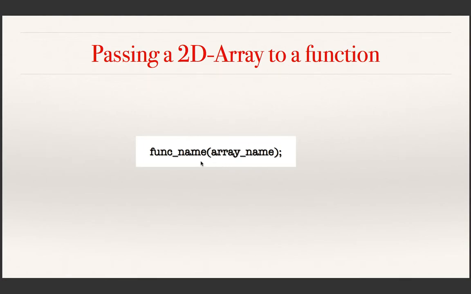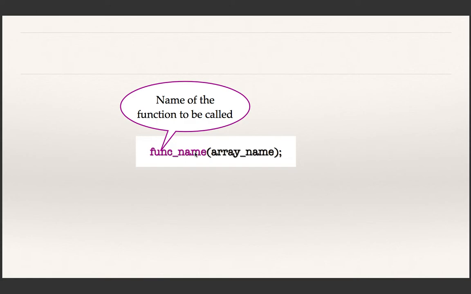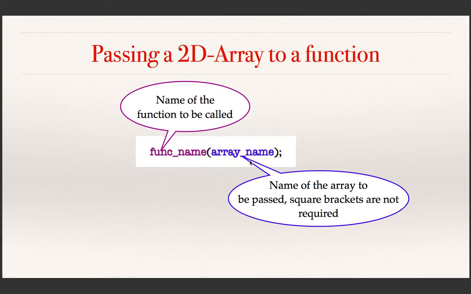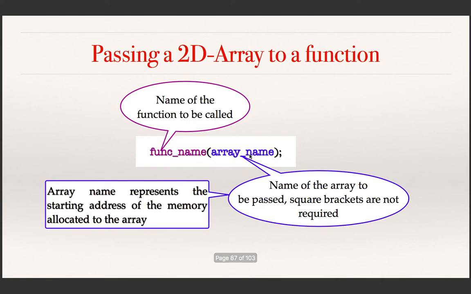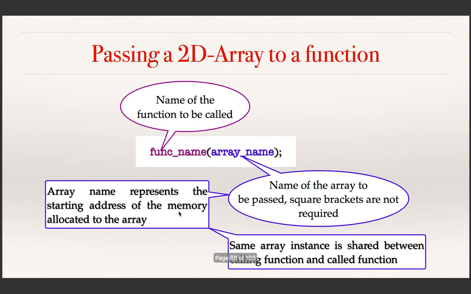So here is the syntax for passing a two-dimensional array to a function, and the syntax is the same as for a one-dimensional array. Here is the name of the function to be called, and the array name must be given in parentheses. Square brackets are not required, just the array name, as in the case of a single-dimensional array. The array name represents the starting address of the memory allocated to the array, and because this address is passed, the same array instance is shared between the calling function and the called function.